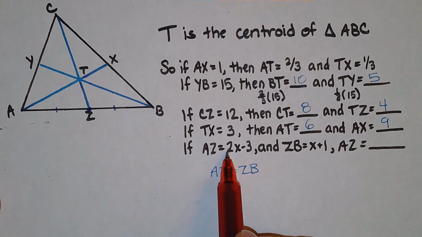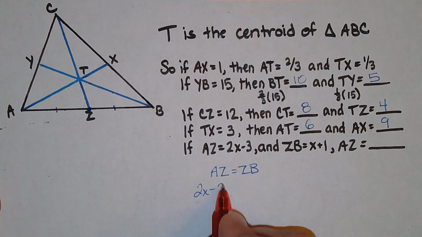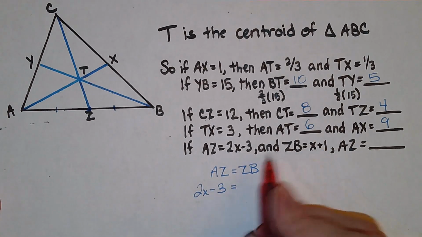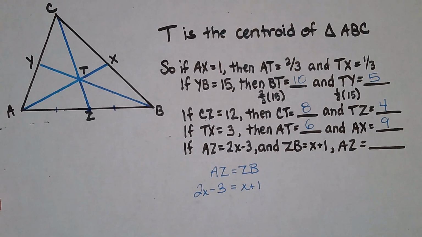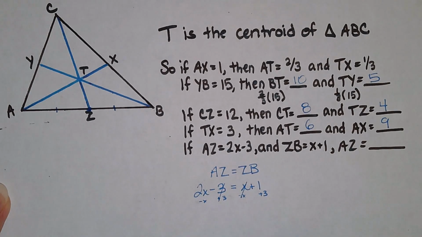Now I'm going to substitute in the expression. Instead of AZ, I'm going to write 2x minus 3. And for ZB, I'm going to write x plus 1. Solve for x. So let's see, I think I'm going to get x over to this side because my x's are bigger over here, so I'm going to subtract x. And I'm going to add 3 to both sides. I can do this at the same time. Adding 3 to both sides is going to help me just get my x's on this side and my non-x's on this side. My x's are gone over here, 3's gone over here. I'm going to get 2x minus x. I'm going to have x equals 4.